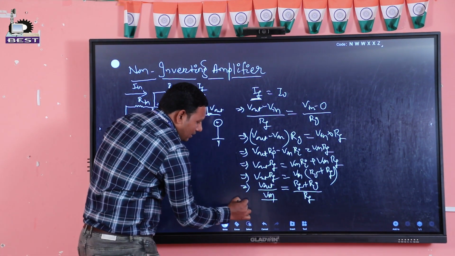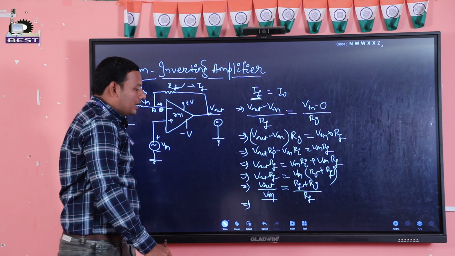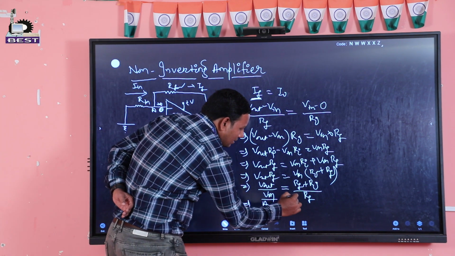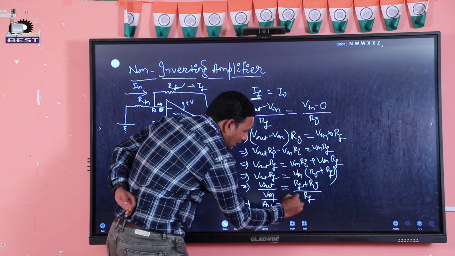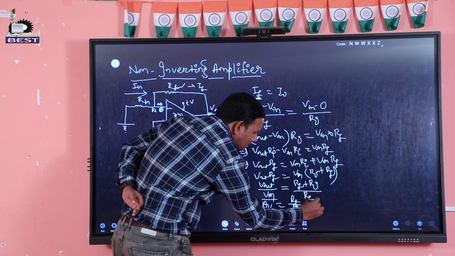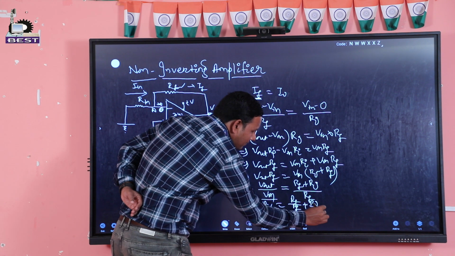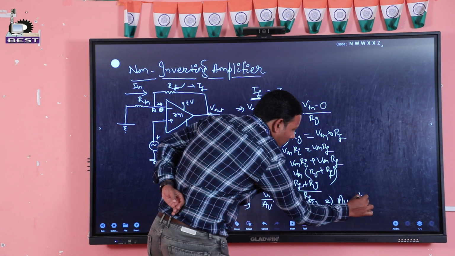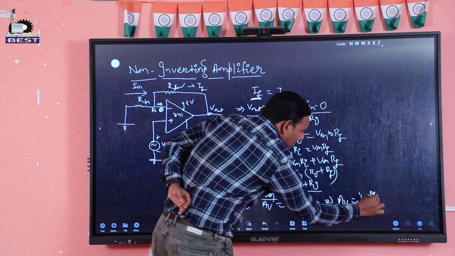This V out by V in is nothing but the gain, that means Av is equal to, here we will get Ri by Ri plus RF by Ri. It implies that the voltage gain is equal to 1 plus RF by Rin.